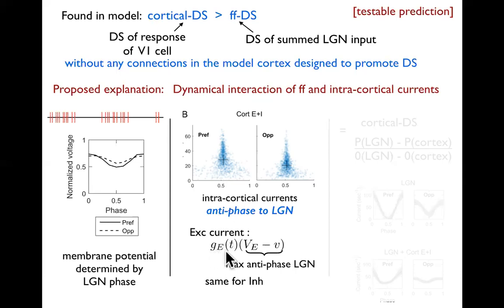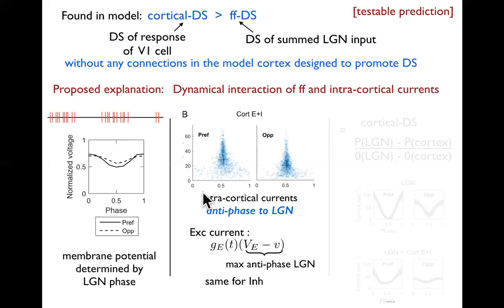It's equal to conductance, which we have checked is fairly consistent throughout. It has a little bit of a phase, but almost none. So think of this as a constant times the distance to reversal potential. Now the reversal potential is way up here. The distance to reversal potential is biggest at the midpoint of the LGN phase, so the excitatory current is the biggest at the midpoint. You can do the same calculation for inhibitory, being careful with the sign, but it's the same thing. So you will see that the cortical E plus I current is larger mid-phase compared to zero and one. This is the LGN phase.